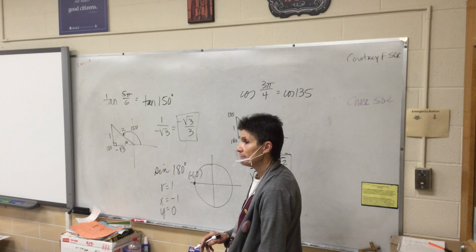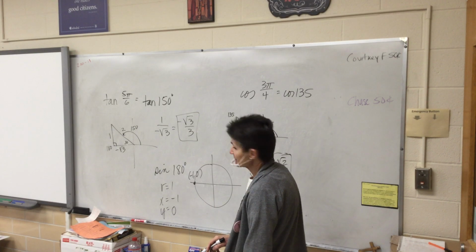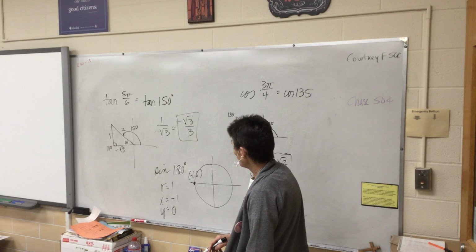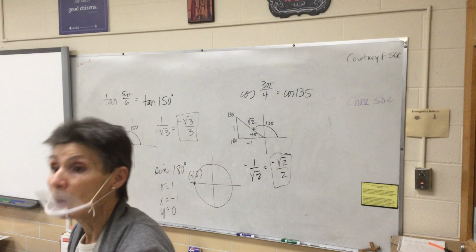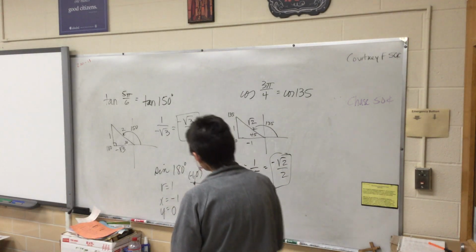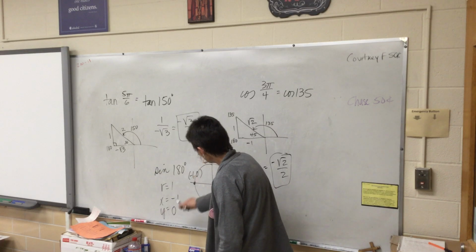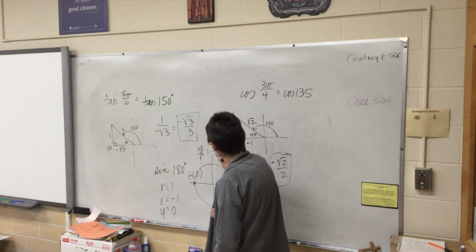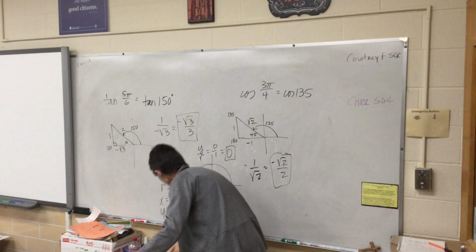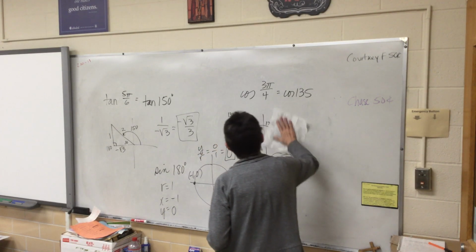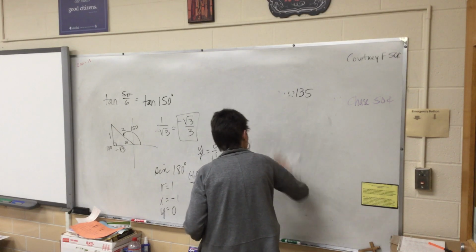Hector, you awake back there, buddy? Now, you're missing all the action. Now, what sine? Don't say opposite over hypotenuse. It's y over r. And if we put y over r, we get 0 over 1, which is 0. No, 0 on top is okay. So 0 over 1 is 0.